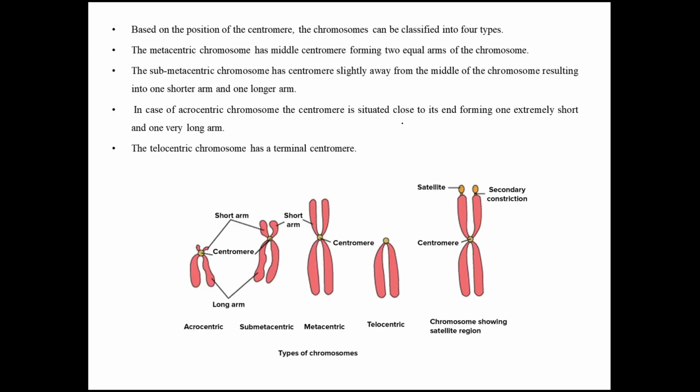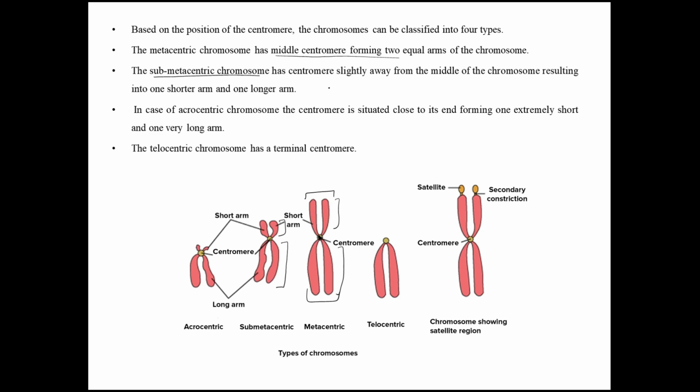Now based upon the position of the centromere, we can classify chromosomes into 4 types. First is the metacentric chromosome, in which the middle centromere forms two equal arms. In this diagram we can see that both arms are of equal length and the centromere is present at the center. In the case of a submetacentric chromosome, the centromere is slightly away from the middle of the chromosome, creating one shorter arm and one longer arm.